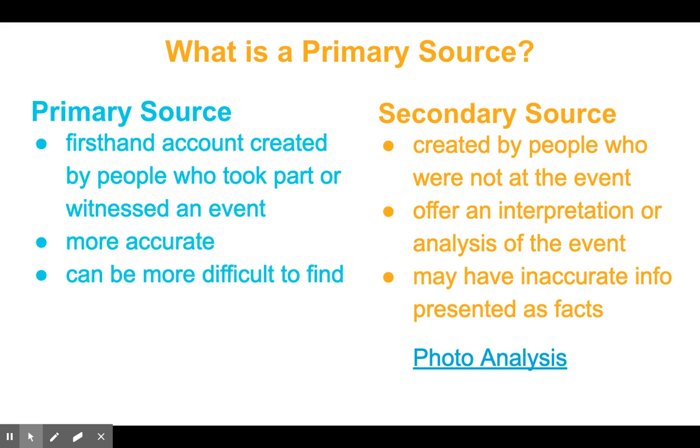A secondary source is created by people who weren't actually present at the event. It offers an interpretation or an analysis of the event. So it's someone reflecting on something that happened, but they didn't experience it themselves. They're looking at evidence they've found and they're analyzing it. Secondary sources tend to be less accurate, but they're often presented as facts.